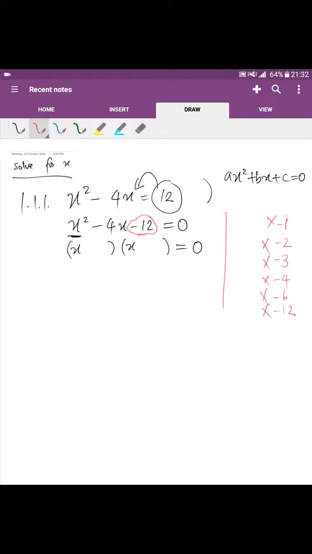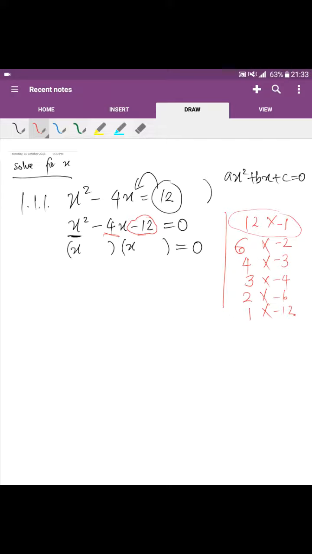The number that I can multiply with negative 1 in order to get negative 12 would be 12. Here it would be my positive 6, sorry. Here it would be my positive 4, my positive 3, my positive 2, and my positive 1. From these numbers, you try and add them and see which one gives you the middle term. Negative 12 plus 1 gives you 11. 6 plus negative 2 gives you a positive 4. 4 plus negative 3 gives you a positive 1.